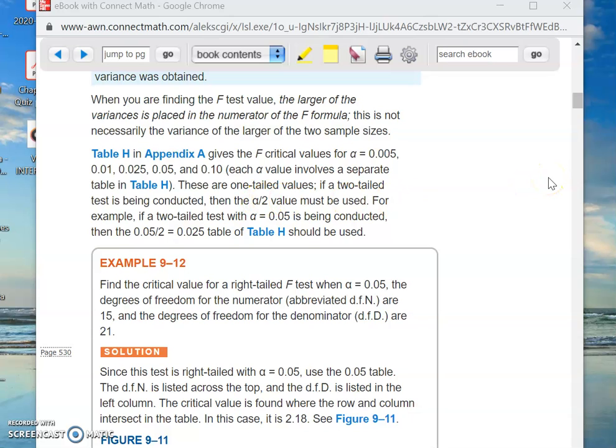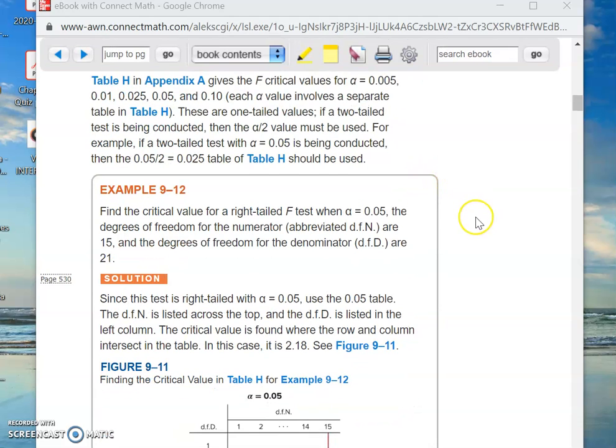in that table. Okay, so if you have a two-tailed test and you want alpha equal to 0.05, then you would look at the table for 0.025. If you had an alpha of 10 and it was a two-tailed test, you would look at the table for half of 10, which is 5, so you'd look at the table for 0.05. Okay, all right, so here's an example.